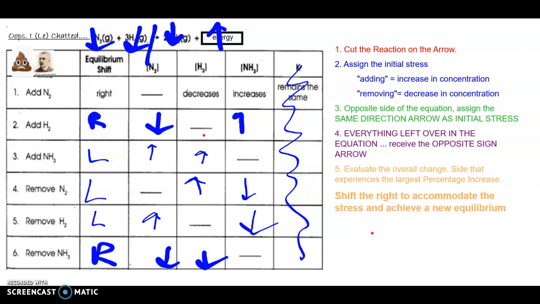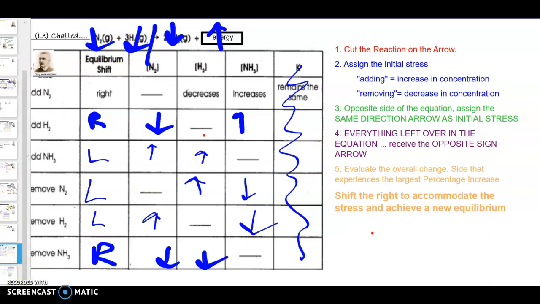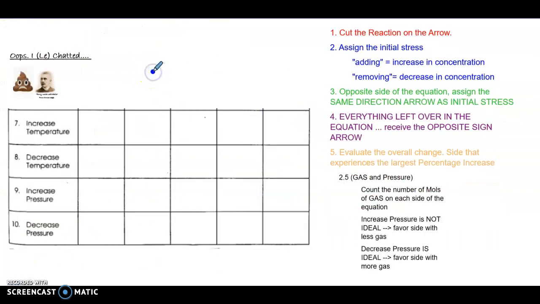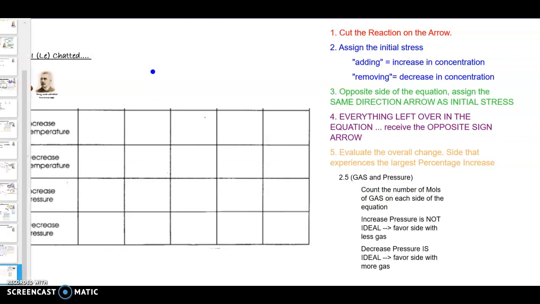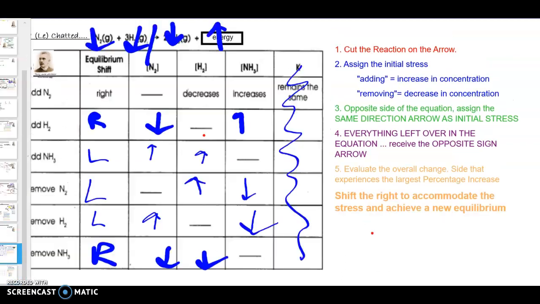You can shoot me a text in the Remind to let me know if you can't wrap your mind around where these shifts and these arrows are coming from. This is kind of what we did on the first stream of Le Chatelier. This was the new material that we talked about last night. So the temperature, which means I need to grab this equation.